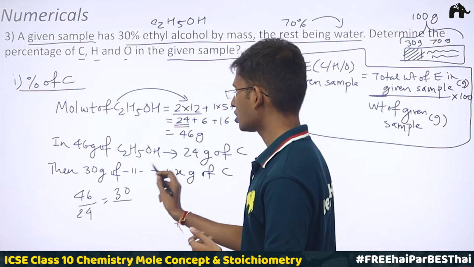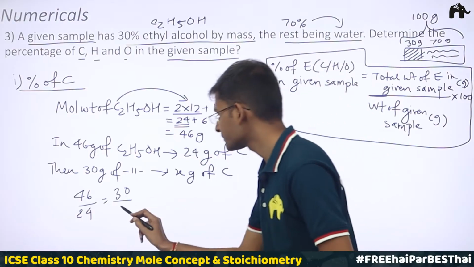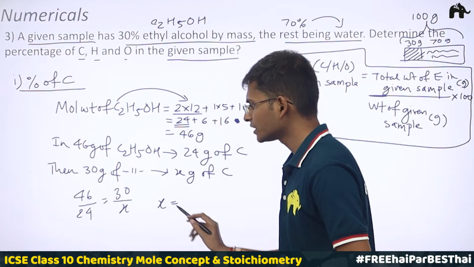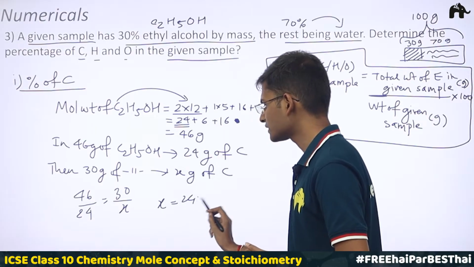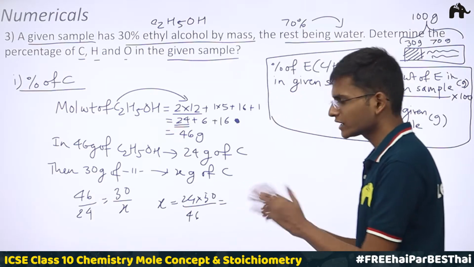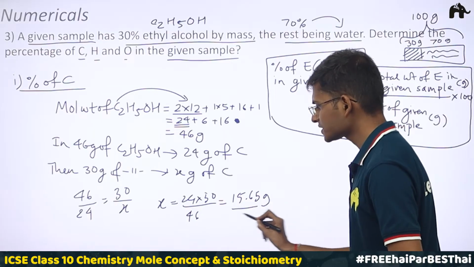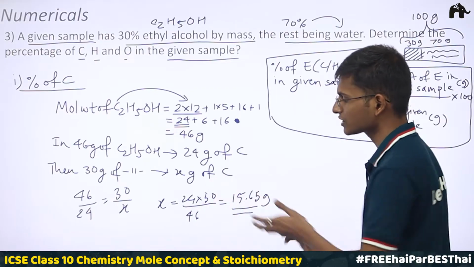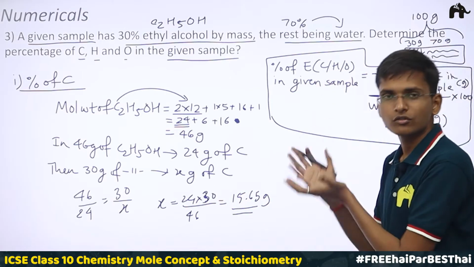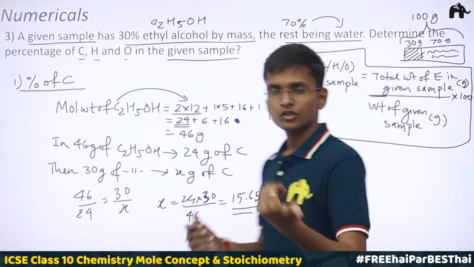30 grams of ethyl alcohol is having X grams. It is a direct proportion. So to find the value of X, it is simply 24 into 30 by 46. It's a simple calculation, and I have done it already. You can do it quickly. It's 15.65 grams. We will not waste time on simple calculations, because we are here to study the concept of how to solve the questions. That's more important than solving simple calculations. So you can do it on your own. I am saving your time as well as my time.